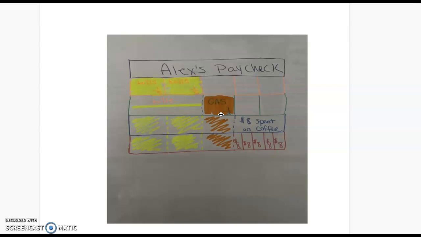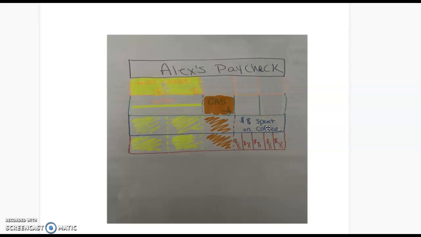You may notice this money spent on gas can also be thought of as 1/5 of the total amount spent. So if this is split into fifths as well, right here, 1, 2, 3, 4, 5. The gas is 1/5 of the paycheck. The rest of the weekly paycheck was spent on coffee and fast food. These are 2 separate things.